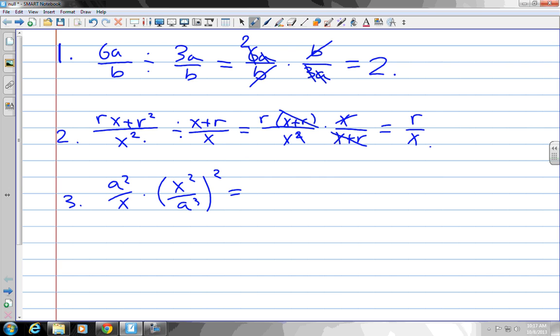How about the last one? Right, so we have to square the second one. What does that give us? x to the fourth, a to the sixth, because we multiply exponents. And then start crossing out, so a squared, how many a's do we have left? 4, right? 2 and a 6, subtract, x cubed. So that gives us x cubed over a to the power 4. Right?